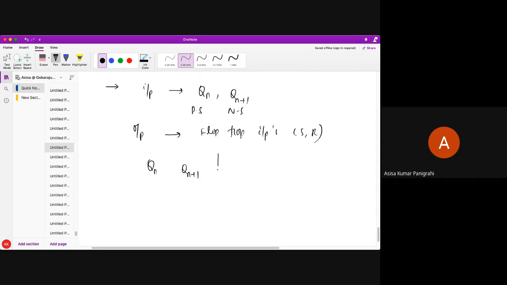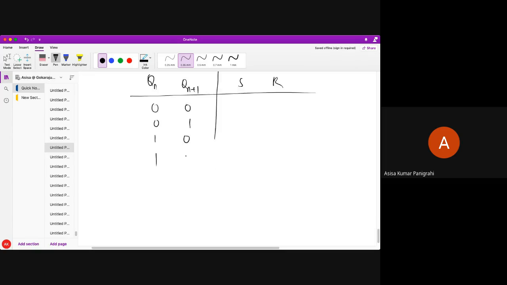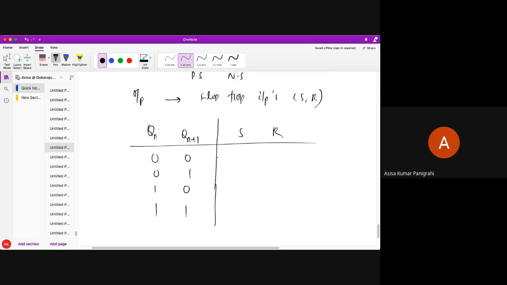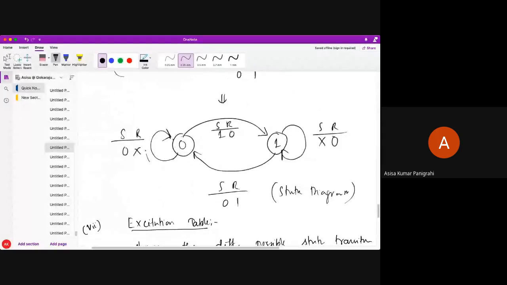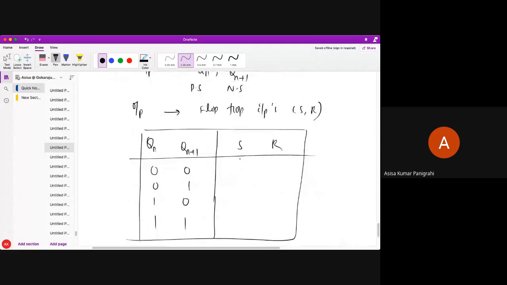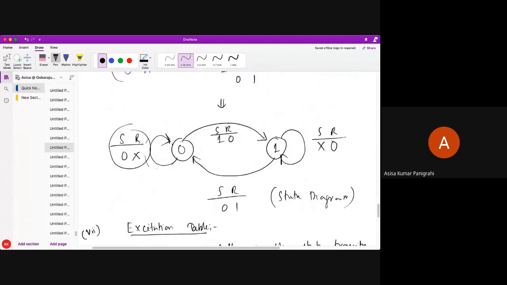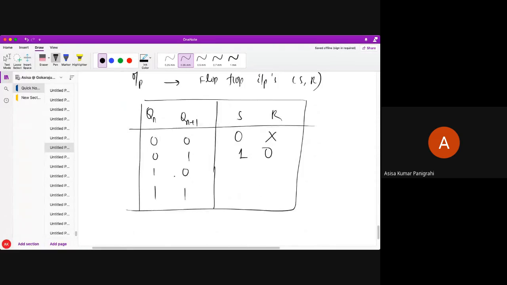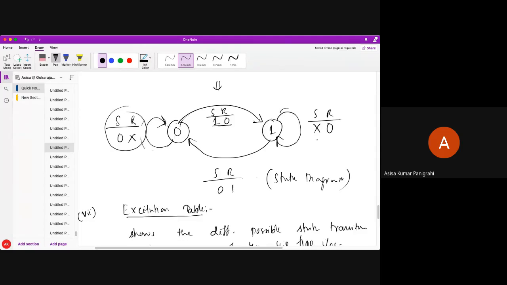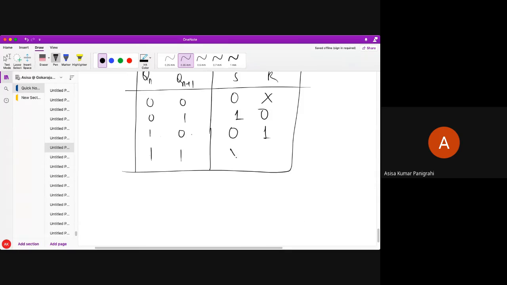So now I can derive this excitation table here. Qn, Qn plus 1, S and R. So Qn Qn plus 1: 0 0, 0 1, 1 0 and 1 1. If the state transition is from 0 to 0, then what is my SR, students? I have already drawn it in the state diagram. If state transition is from 0 to 0, my SR is 0 don't care. So I'll just write down here 0 don't care. State transition from 0 to 1, what is my SR? 1 0. Okay. State transition from 1 to 0, 0 1. State transition from 1 to 1, what is my SR? Don't care 0. Over. Do you all understand, students?